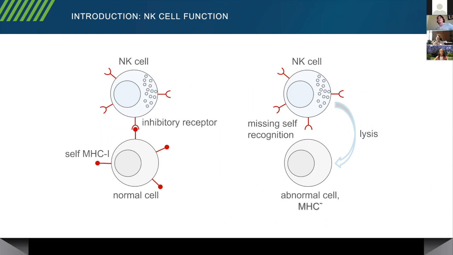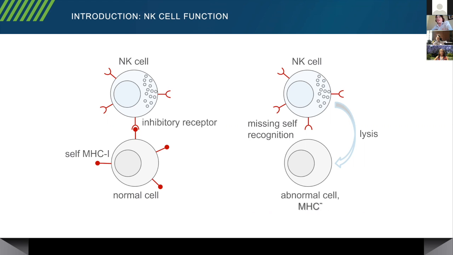Okay, so a brief introduction about the function of the NK cell. On the top left, we have a schematic representation of our NK cell, and on their surface, they express certain receptors, and one category of those receptors are the inhibitory receptors. All the other cells in your body express on the surface of their cell membrane the so-called major histocompatibility complex 1 molecules. And those are unique to the specific organism. And those are the molecules that the NK cell looks for.